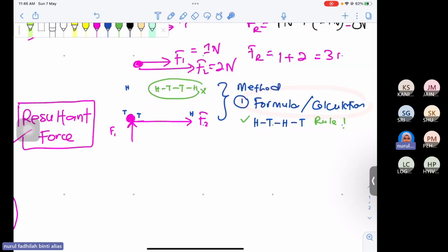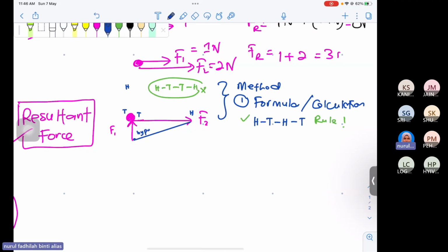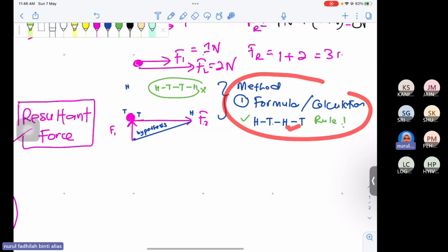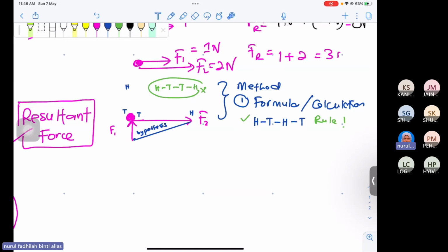Then, in order to complete this method, you draw a line like this. Okay, a straight line. And now we get the hypotenuse. Okay, so this is mathematics. The physics part is settled. The physics is these, the formula or calculation. So then we use mathematics to solve this one. How? That's easy, right?